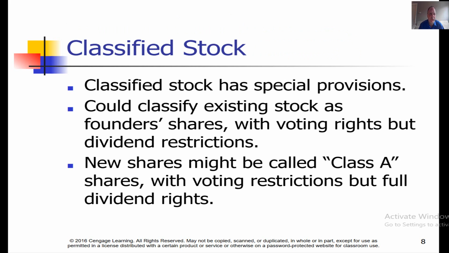There are several different types of stock. Classified stock has special provisions. You could classify existing stock as founders' shares with voting rights but dividend restrictions. One of the famous examples of founders' shares is Peter Thiel putting his PayPal shares in a Roth account so he could become a billionaire without having to pay taxes, which was a very smart move. Other types of classified stock could be new shares, might be called Class A shares, with voting restrictions but full dividend rights.